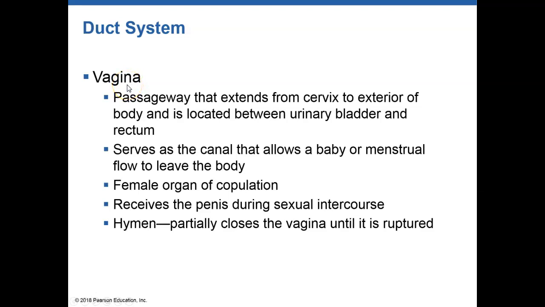The last region of the duct system is the vagina. The vagina is the organ of copulation for females. It is the passageway for the baby, so it's also known as the birth canal. It's also a passageway for the release of the endometrial lining during your menstrual cycle.